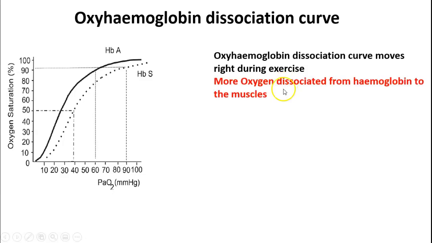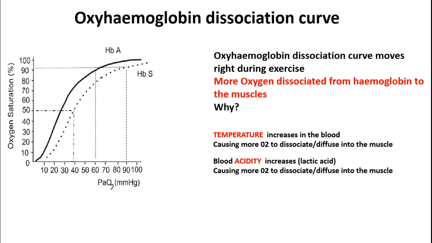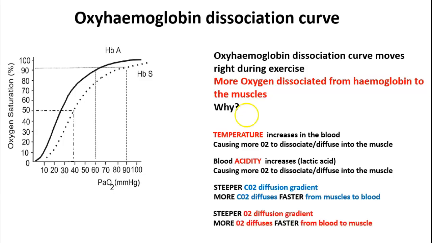Why does it move to the right? What does that mean? It just means there's more oxygen dissociated from hemoglobin to the muscles. Why? We know there's a temperature increase in the blood, acidity increases, a steeper CO2 diffusion gradient, a steeper O2 diffusion gradient, and all of these increase the amount of oxygen that dissociates from hemoglobin into the working muscles.